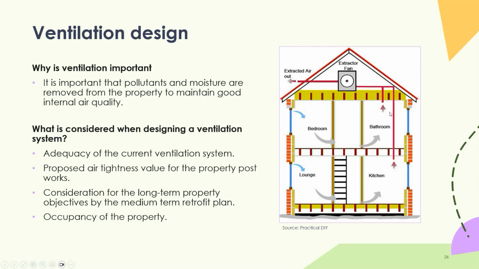And the extraction of air from those rooms draws fresh air in through trickle vents in windows into living rooms and bedrooms, and then that moves through the house and is extracted with kitchens and bathrooms. Things to consider are really about the adequacy of the ventilation system, thinking about the proposed air tightness value of the property post works. So after maybe solid wall insulation or doors or windows, they will affect the air tightness value of the property. Consideration of long-term property objectives and the occupancy of the property, both current and predicted.